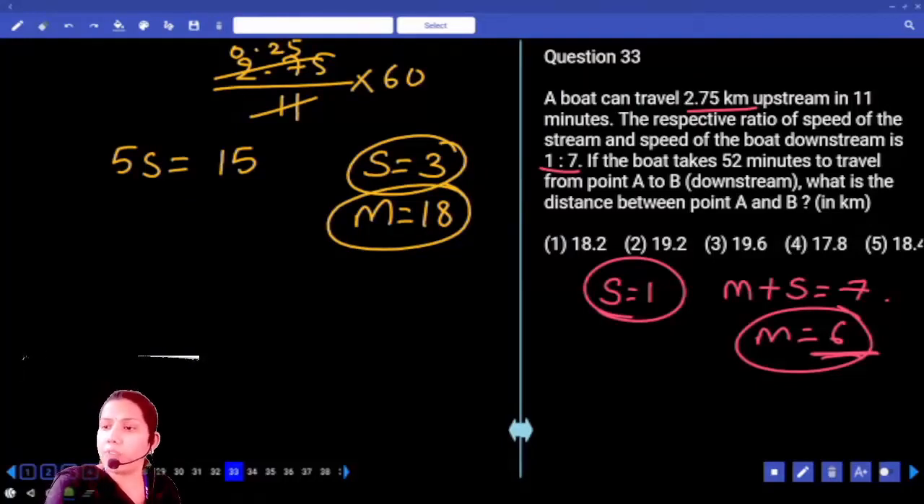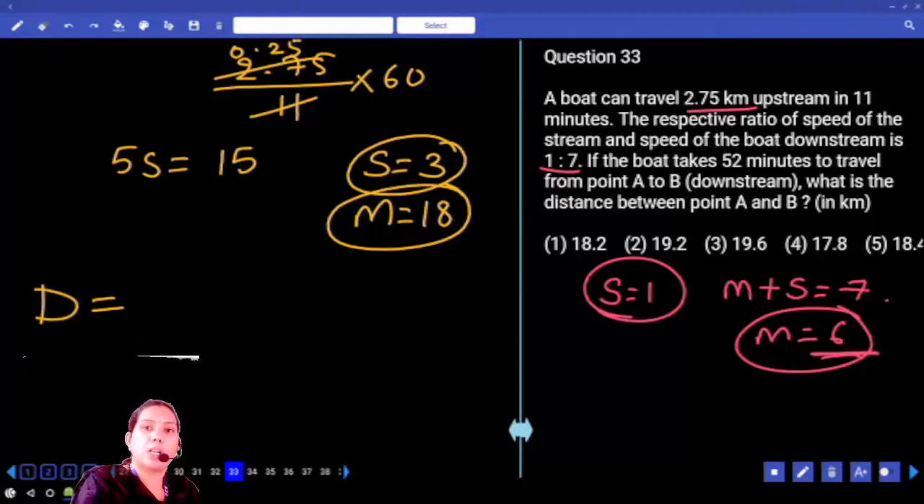Next, if the boat takes 52 minutes to travel from point A to B, what is the distance between point A and B? A to B is downstream. What is the distance formula? Speed into time. What is the speed in downstream, m minus s or m plus s? M plus s, 18 plus 3, 21. It is speed. Speed into time. What is the time? 52 minutes.